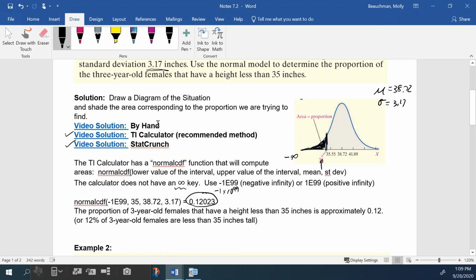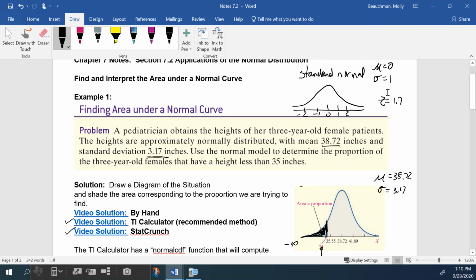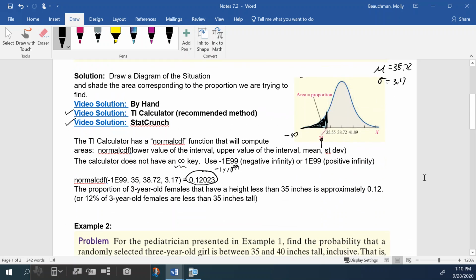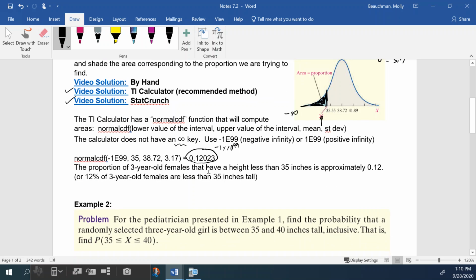If you're going to do this method by hand, the by hand method changes this to a z-score and then uses the standard normal and a table of values. Technology is much faster and easier, so I'm recommending use the calculator or use StatCrunch. All right, so the proportion of 3-year-old females that have height less than 35 inches is approximately 0.12. Or another way to say it, about 12% of 3-year-old females are less than 35 inches tall.